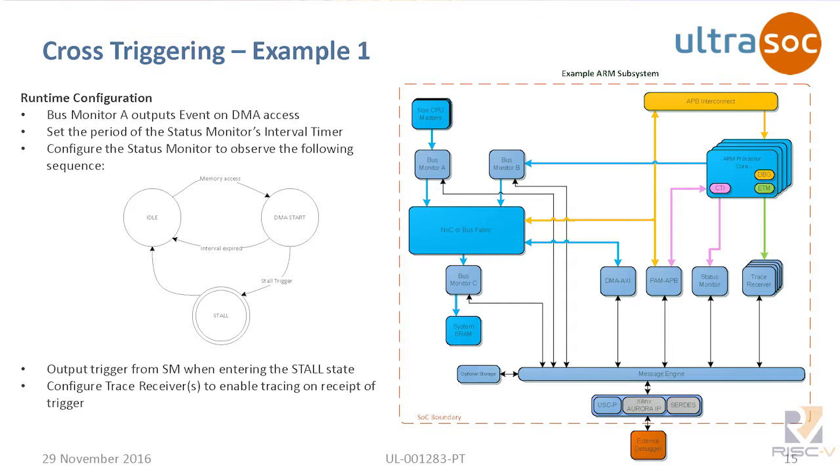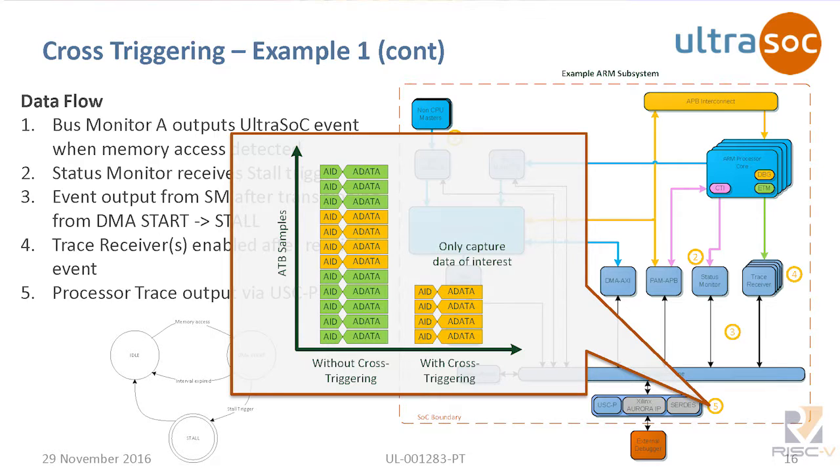So what happens, let's go back, the bus monitor A, we configure that at runtime to look for accesses to that region of memory. When that happens, it sends a cross-triggering message across our message passing infrastructure to the status monitor here, which looks for the stall signal of processor A. When it sees that, the status monitor then sends a cross-triggering message to the trace receiver of processor B to start receiving trace. And of course, what that means is instead of having shed loads of trace information coming out, as on the left-hand side, you only get to see the trace that you're actually interested in.